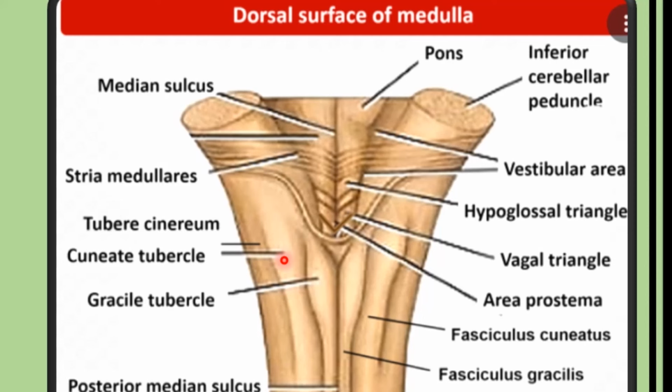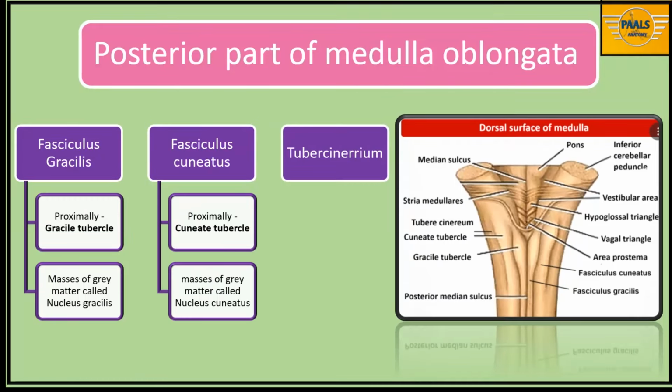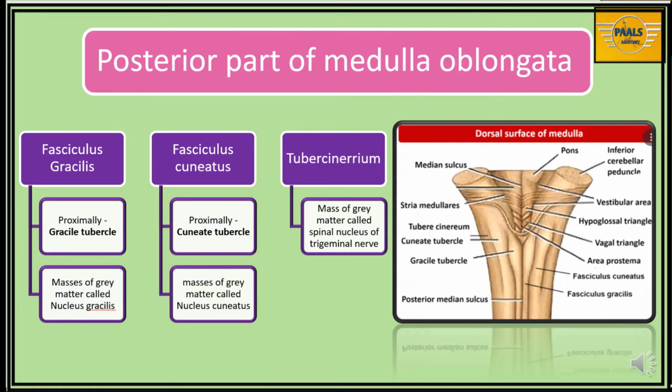Now the last swelling is the swelling of the tuber cinereum. This swelling is formed by one of the nuclei of the trigeminal nerve, and this nucleus is called the spinal nucleus of the trigeminal nerve. That's the tuber cinereum formed by the spinal nucleus of the trigeminal nerve.